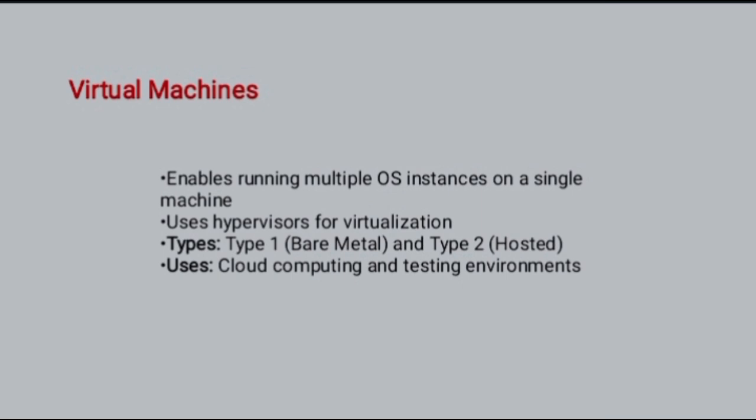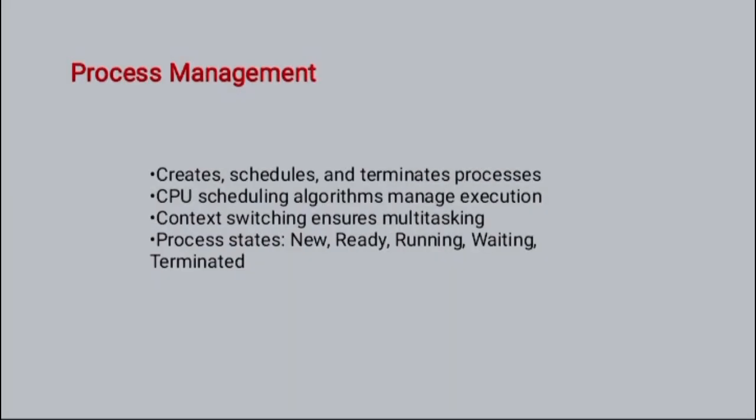manage different system configurations. This slide describes process management, a key OS function. The OS is responsible for creating, scheduling, and terminating processes. It uses CPU scheduling algorithms to determine which process gets to use the CPU at a given time. Context switching is the mechanism that allows the OS to smoothly switch between different processes, creating the illusion of multitasking. Finally, the slide mentions process states, which track the life cycle of the process from its creation to its completion, with intermediate states like ready, running, and waiting.